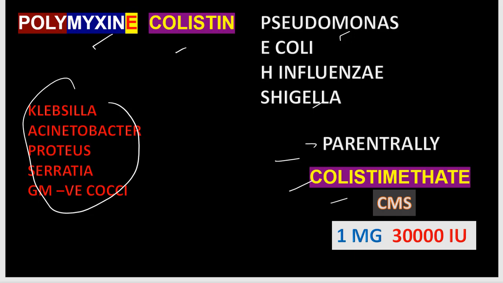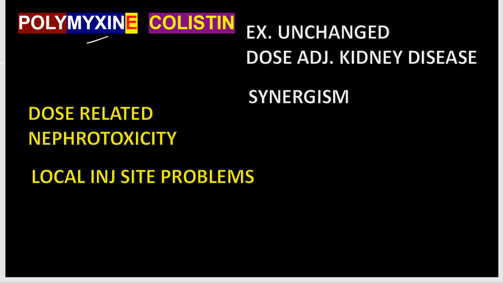It can also be used by inhalation to prevent lung infection, and intraventricular or intrathecal use is also there. 1 milligram is 30,000 international units. The usual dose is 9 million units or 300 milligram as a loading dose, or 150 milligram depending on the patient's condition. The drug is usually excreted unchanged, so dose adjustments are required in kidney diseases. Already we know that this is a nephrotoxic drug. Synergism with other antimicrobial agents is an additional advantage.